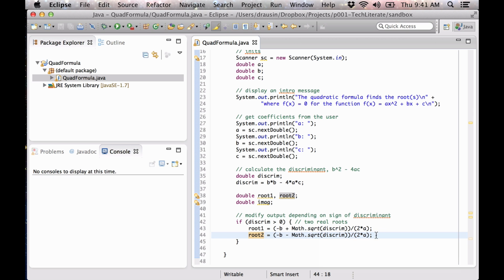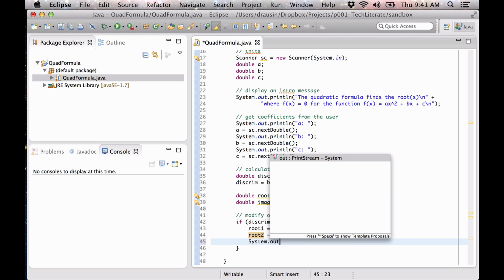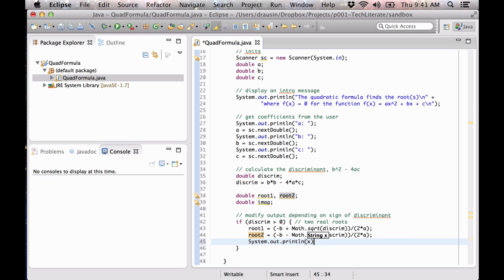So let's print those out here. And we're just going to say 2 real roots, right? And they are root1 and root2, okay?